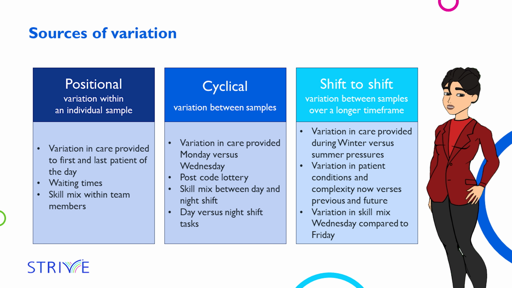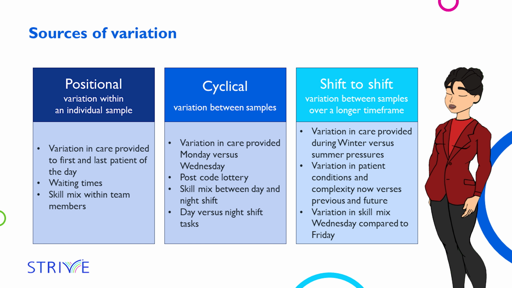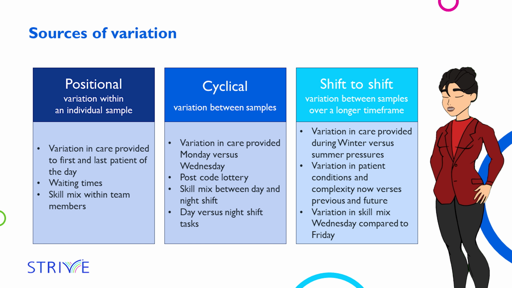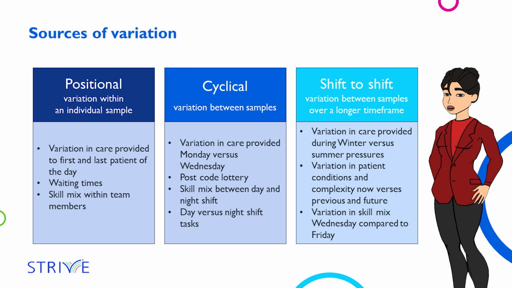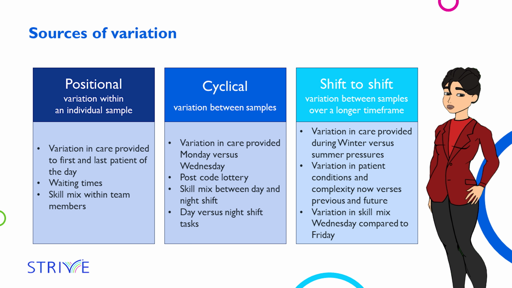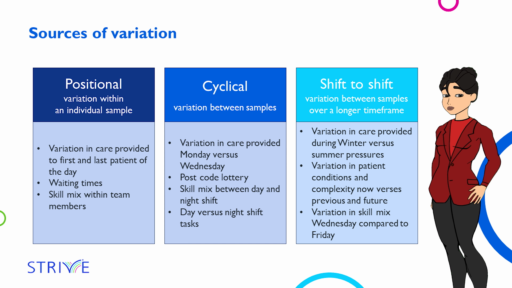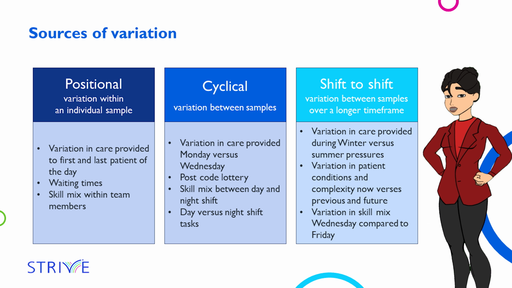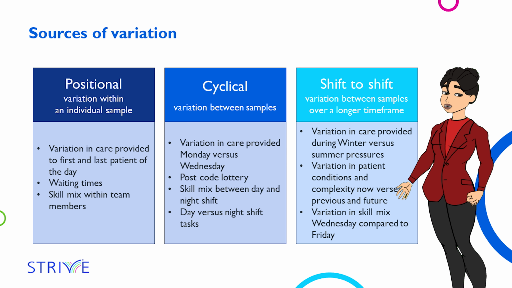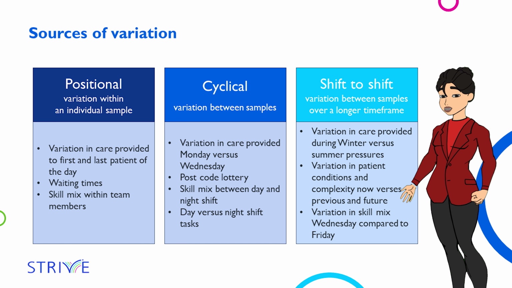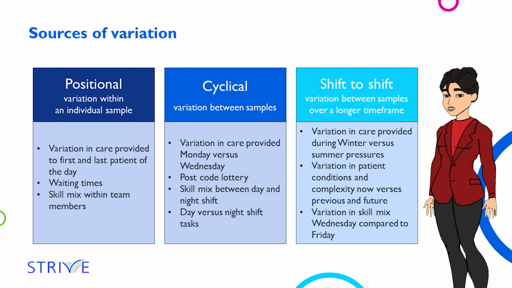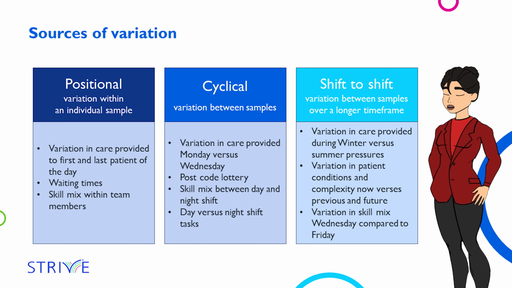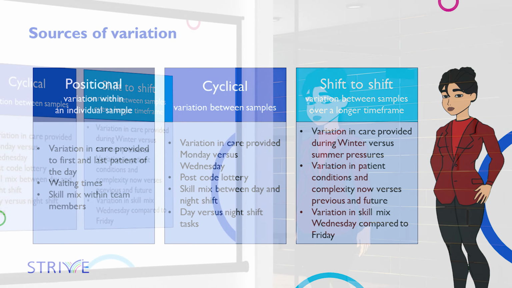Cyclical variation is where there is variation between samples. If I were baking cookies, I might find some variation between batches, such as how crunchy or soft the cookies were. In healthcare, we might experience cyclical variation in quality and amount of care provided on a Monday in comparison to a Wednesday, particularly if the service does not operate over a weekend period and there are part-time staff who do not work on a Monday when demand for service is high.